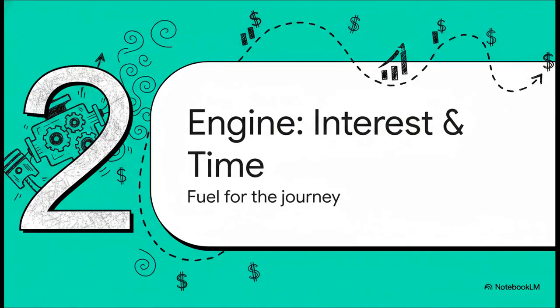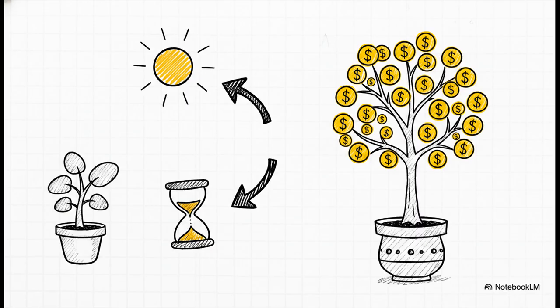Okay, so you've got your starting point, but your money doesn't just sit there, does it? Nope. It starts a journey, and that journey needs two things to get going. It needs fuel, and it needs a path to travel on. That's our interest and our time. So how does your money actually make this trip from the present to the future? Well, it's powered by those two key forces we just mentioned, the interest rate, which we'll call I, and the amount of time, the number of periods, which we'll call N. These two things are the engine that makes your money grow.